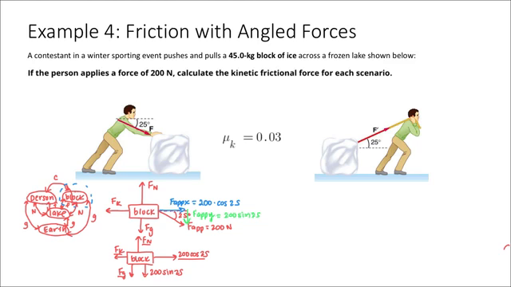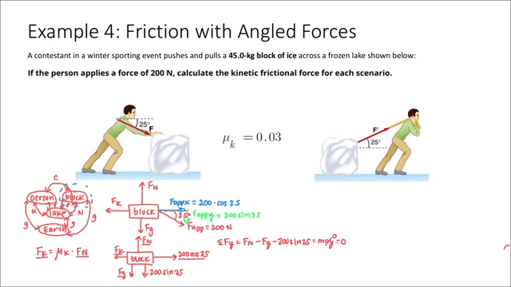Again, we're solving for Fk. And remember, the force of kinetic friction is equal to the coefficient of kinetic friction times the normal force. So if I knew the normal force, I would be able to get my force of kinetic friction. So in this case, I'll solve for the sum of forces in the y direction. I'll get my normal force, and I'll use that for my kinetic friction force, just like in our previous examples.